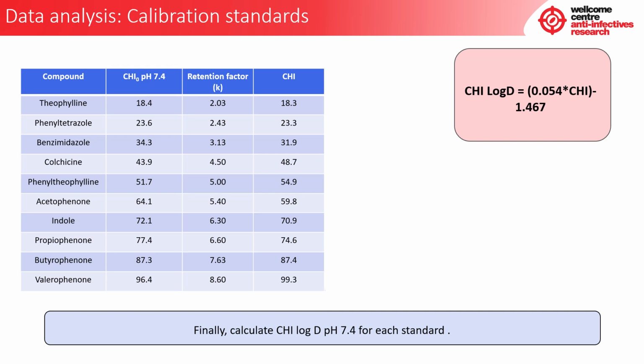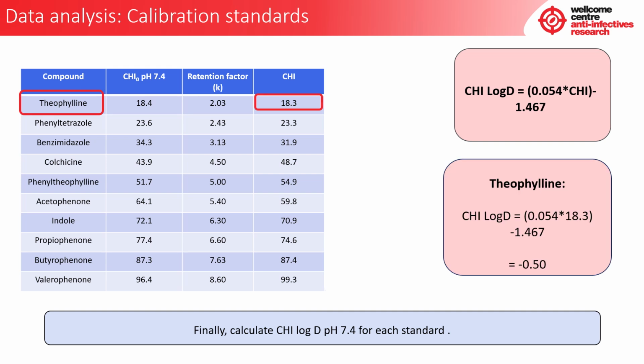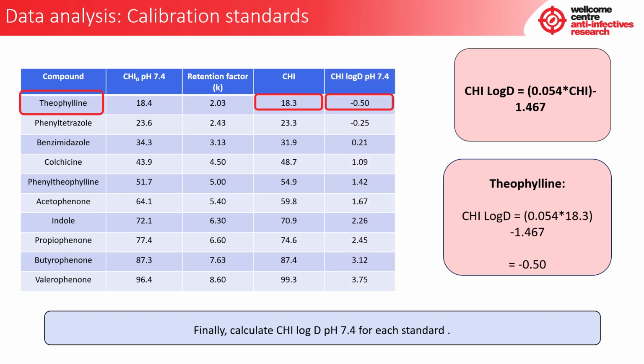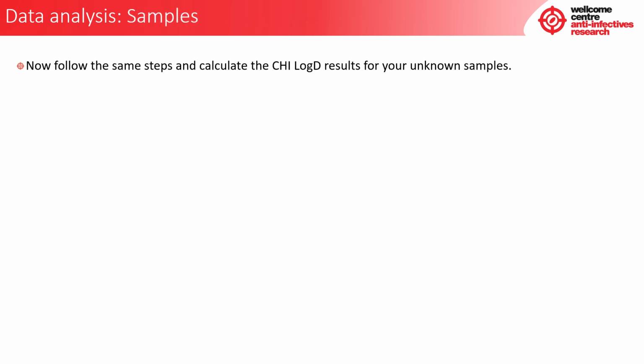Now let's put our chi log D equation into practice with our first calibration standard, theophylline. To calculate, chi log D equals 0.054 times our chi value previously calculated, which is 18.3, minus 1.467. This gives theophylline a chi log D value of negative 0.5. Now do the same for the rest of your calibration standards. Once the calibration standards have been calculated, we can now follow the same steps and calculate the chi log D results for our unknown samples.